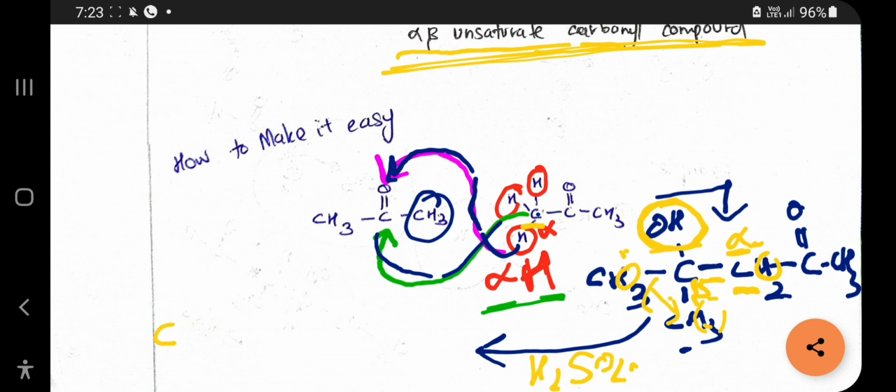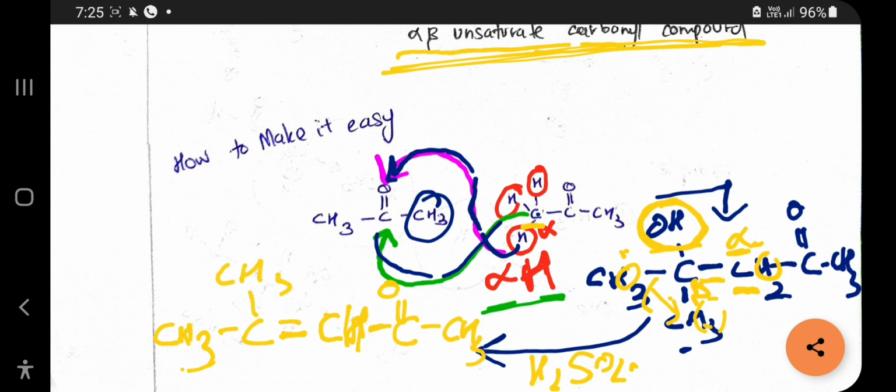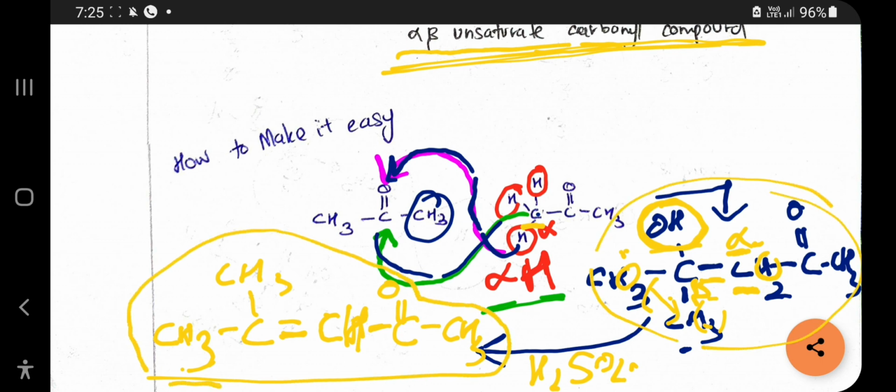So the answer will be CH3, C double bond C, double bond CH, C double bond O, CH3, and here will be another CH3. This is the final compound you will obtain after dehydration. Before dehydration, this is the compound. This is the easy thing. We will discuss some examples so that it will be easy for you.